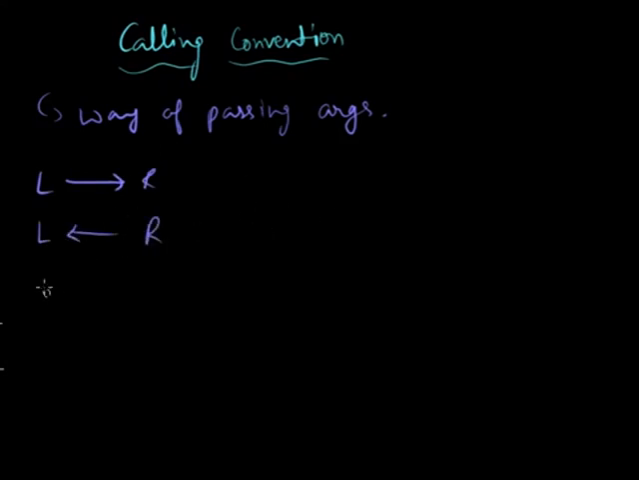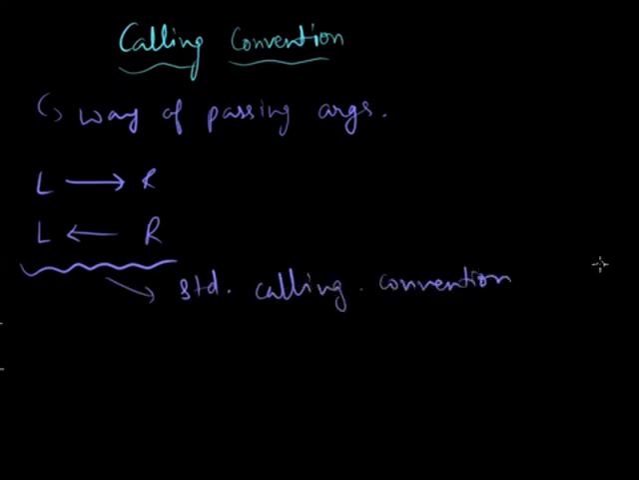Now this convention of passing the arguments right to left, that is, first the rightmost argument is passed, then you go on passing from right to left, is called the standard calling convention. This is the standard calling convention, and the C language uses the standard calling convention. It is activated by default.